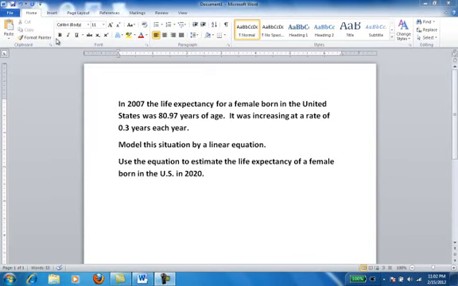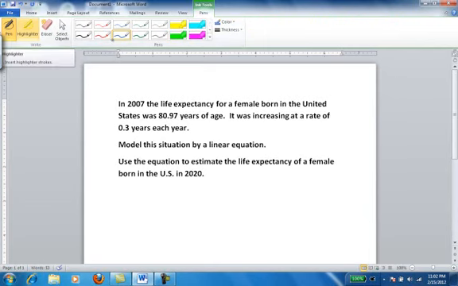Welcome to this video, which deals with a mathematical model where you have slope involved in the equation. The key phrase in knowing whether or not you have slope is when you see the phrase, as in this example, rate of, or rate of change, or rate of increase. Look at this problem with me.